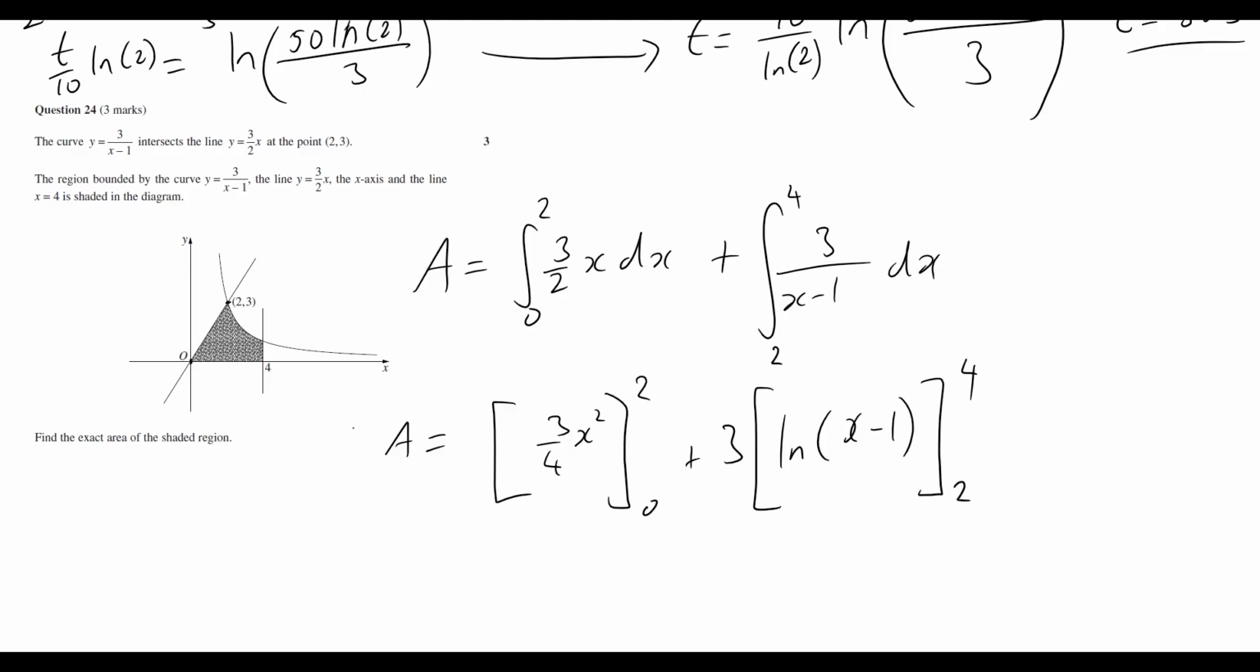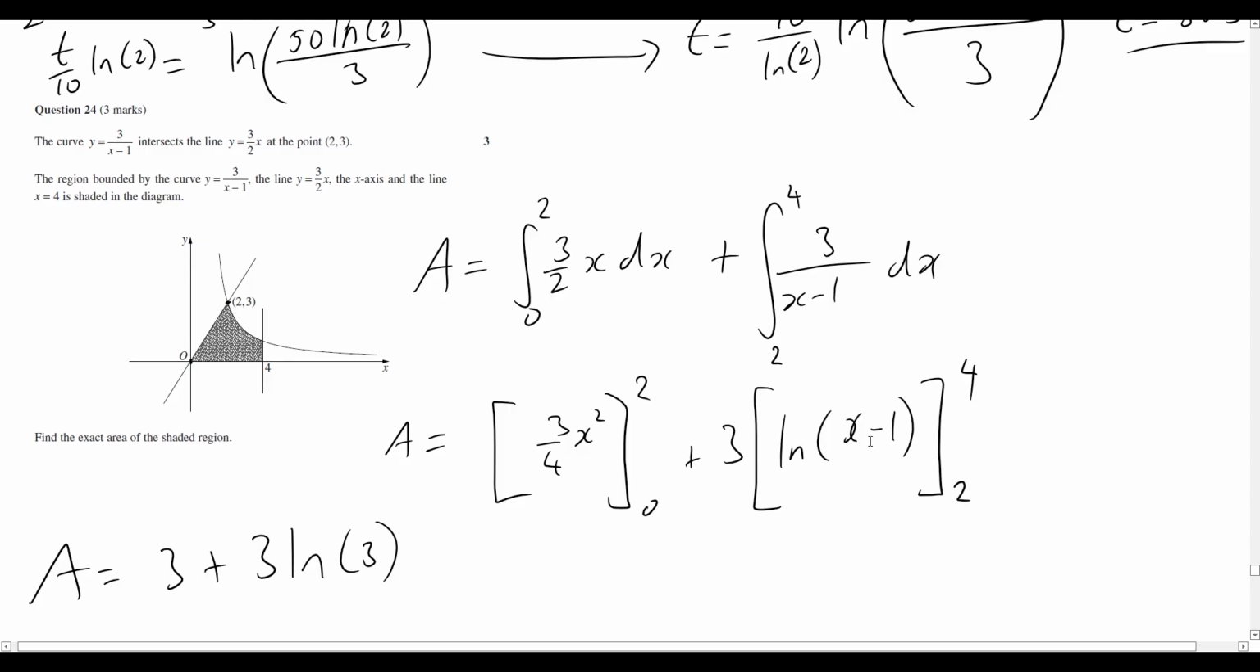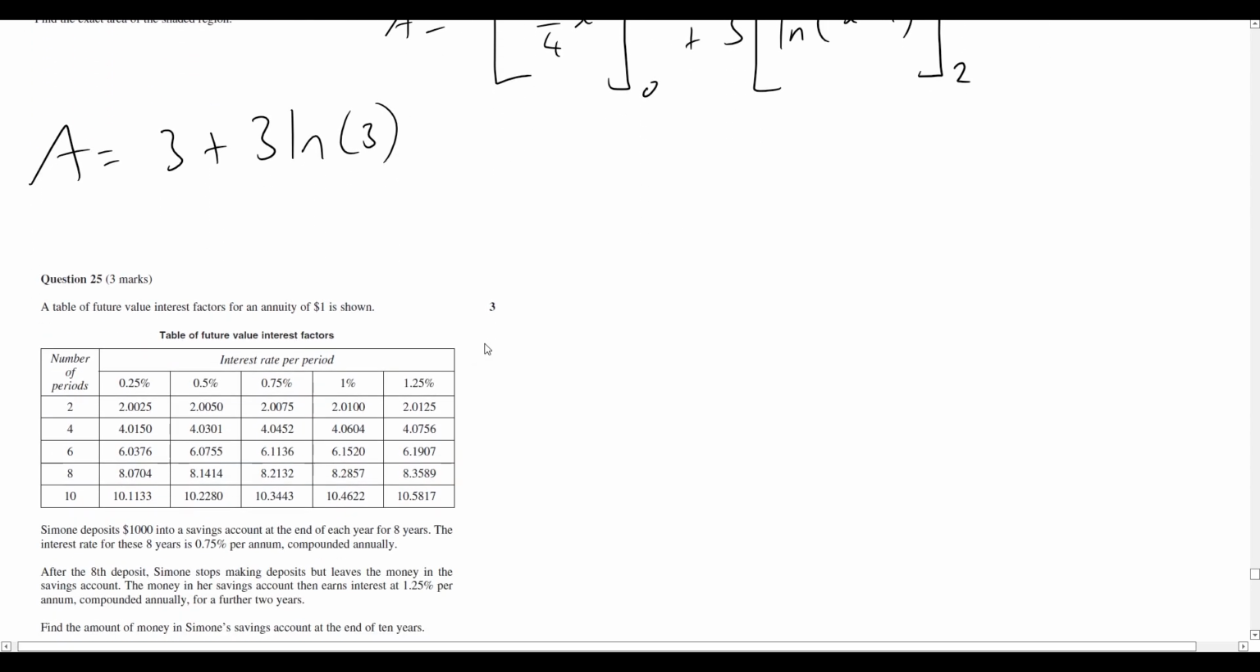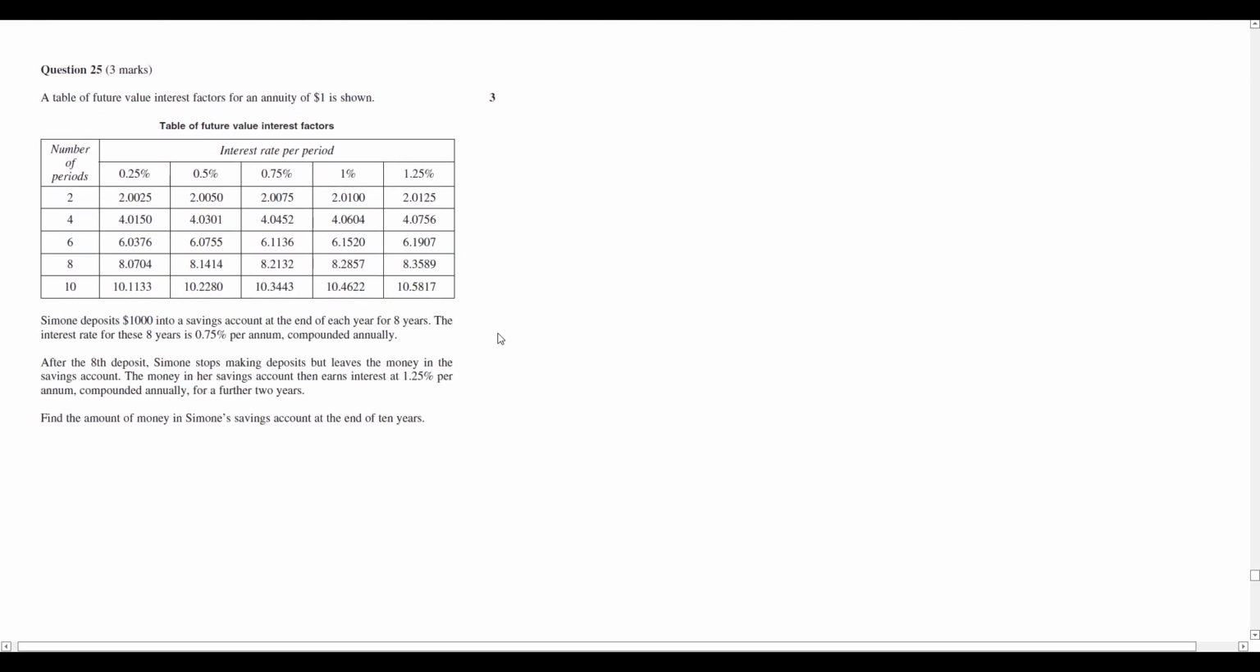Okay, and so what we end up with is, now substituting all those in and just making sure that we're okay with those substitutions, we'll find that we have an area equal to 3 plus 3 times the natural log of 3. And there we go. Okay, so moving on. Question 25.